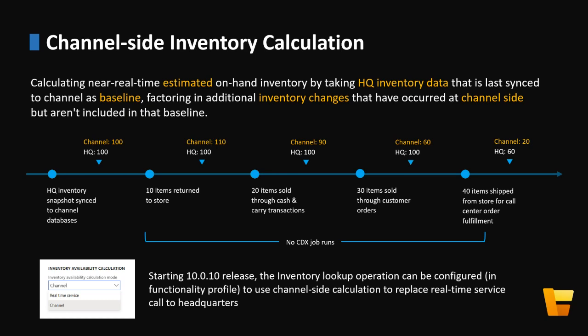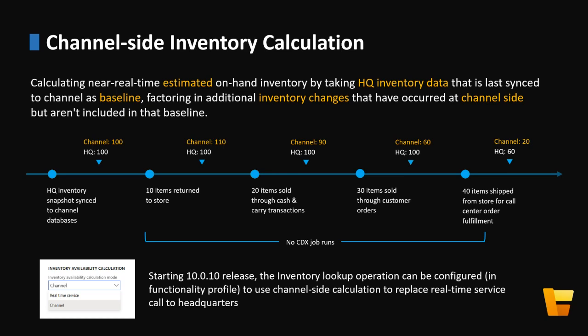Let's say in that time window, if 10 items of this product were returned from customers to the store, then headquarters won't immediately know that. However, our channel side calculation will know it, so it knows there are now 110 items available in the physical store. And similarly, if later on more items of this product are sold, then the channel side estimated quantity will be adjusted accordingly and immediately.